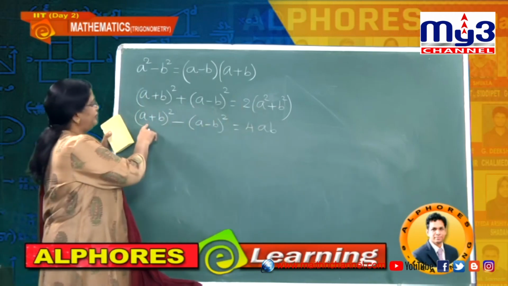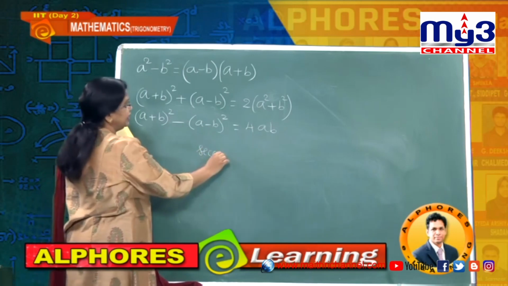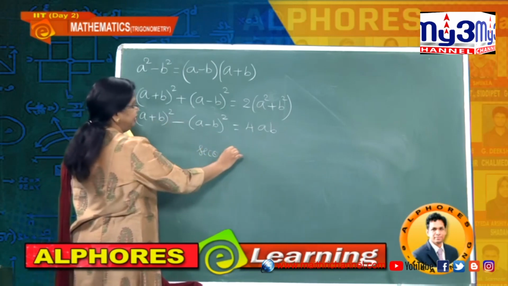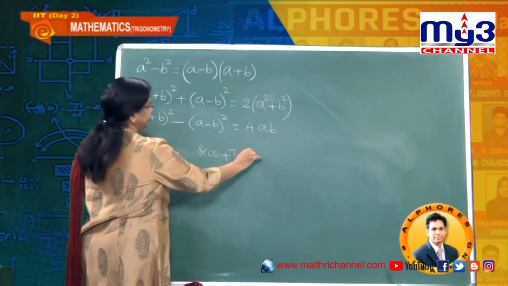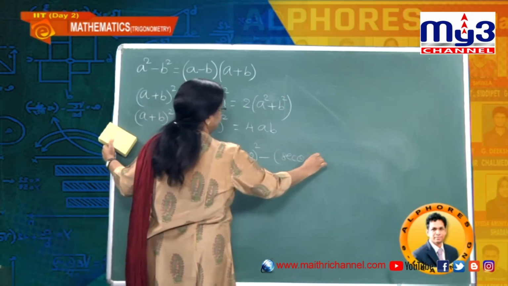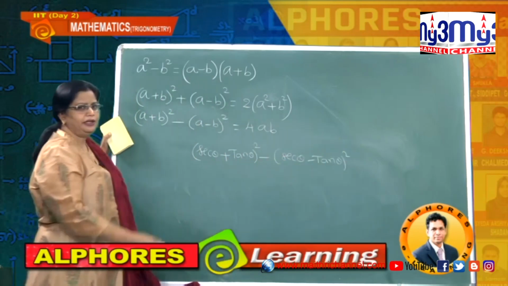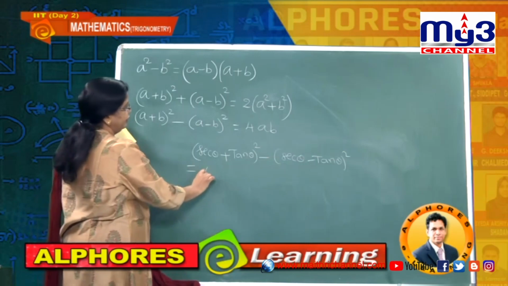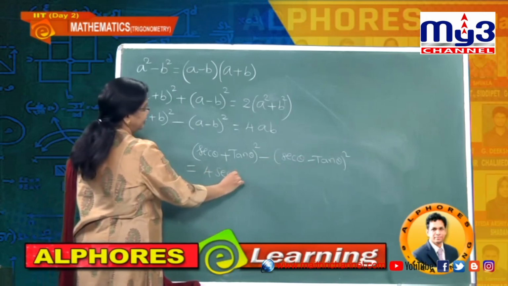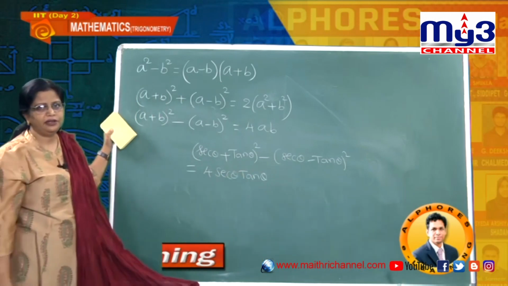Again suppose I got a as secant theta and b as tan theta, and (secant theta plus tan theta) whole square minus (secant theta minus tan theta) whole square, then what is the meaning here? This is equal to 4 times, directly you can write secant theta into tan theta, directly you can evaluate in this way.